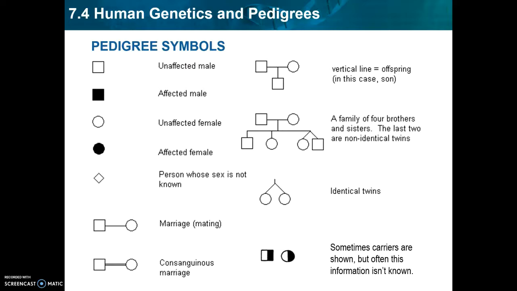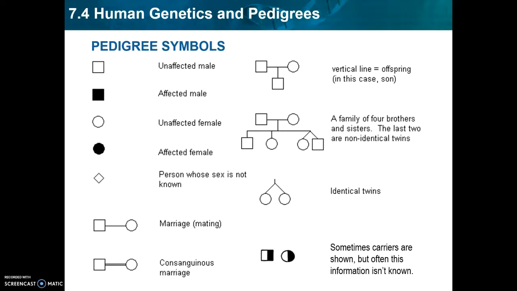If you see a diamond, that simply means that the person's sex is not known. Maybe it's an unborn child. Maybe it's a group of 2 or 3 siblings and it's not specifying whether they're male or female. That's a pretty rare symbol to see on a pedigree, but you might run across it.